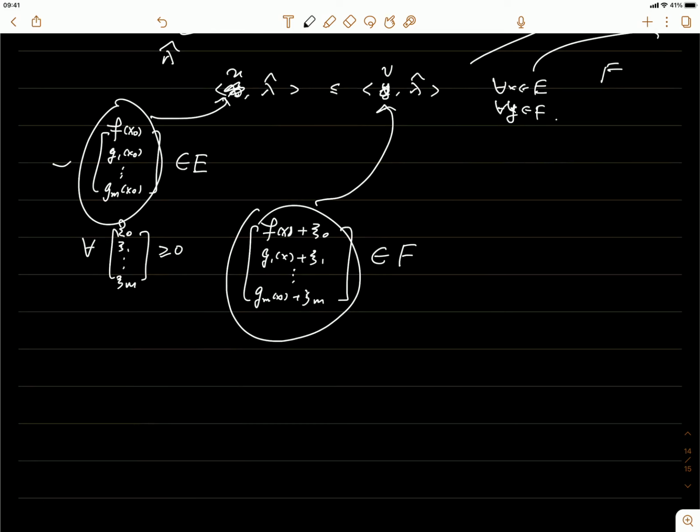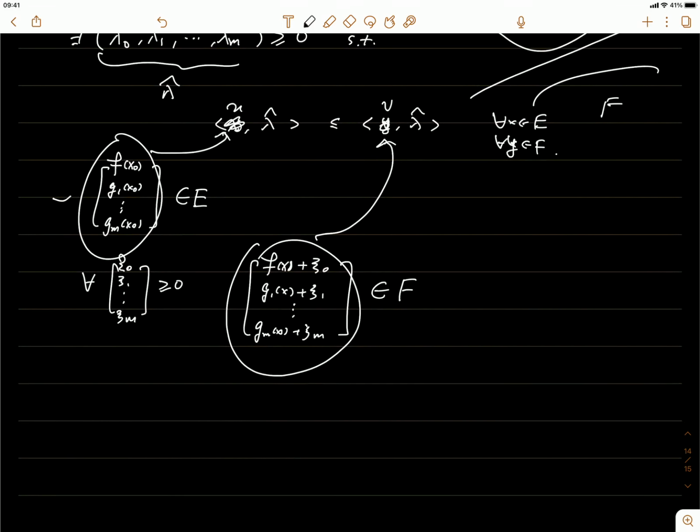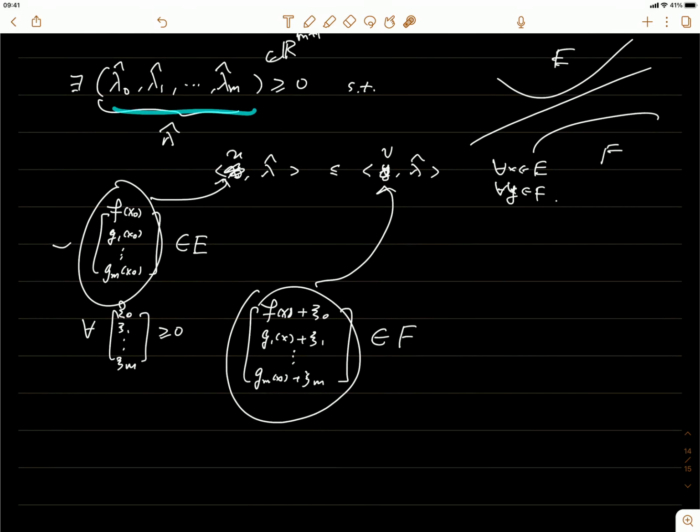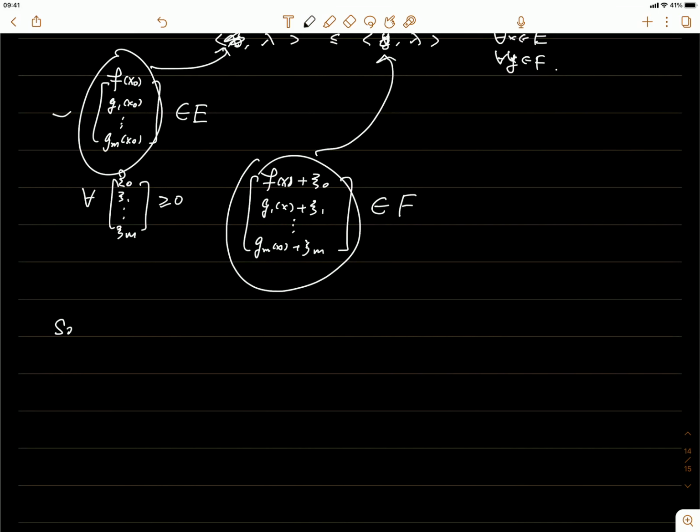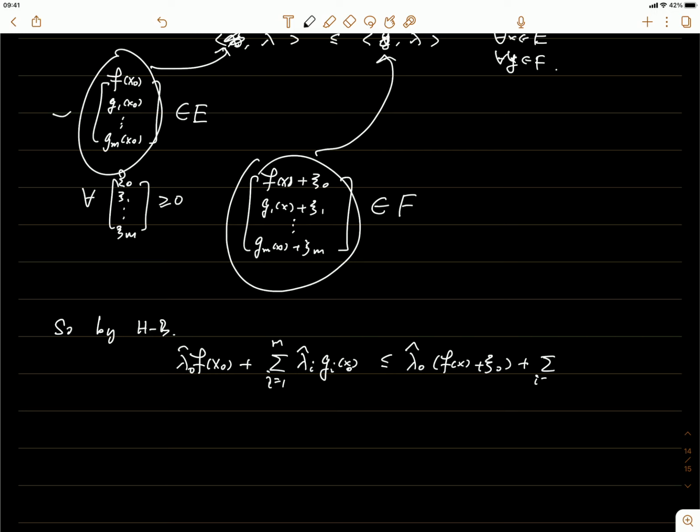And then you take an inner product of the lambda and this u, and then also lambda with the v. What do we get? So the lambda is like this. Okay. The inner product of this vector and this vector is just multiplying those things correspondingly, and then taking the sum. So, as we said, by the Hahn-Banach theorem, f of x naught times lambda naught plus, I'm writing the others like in this way, gi of x naught, i from 1 to m, this should be less than or equal to lambda naught times f of x plus kc naught plus the sum of i from 1 to m of lambda i hat gi of x plus kc i.